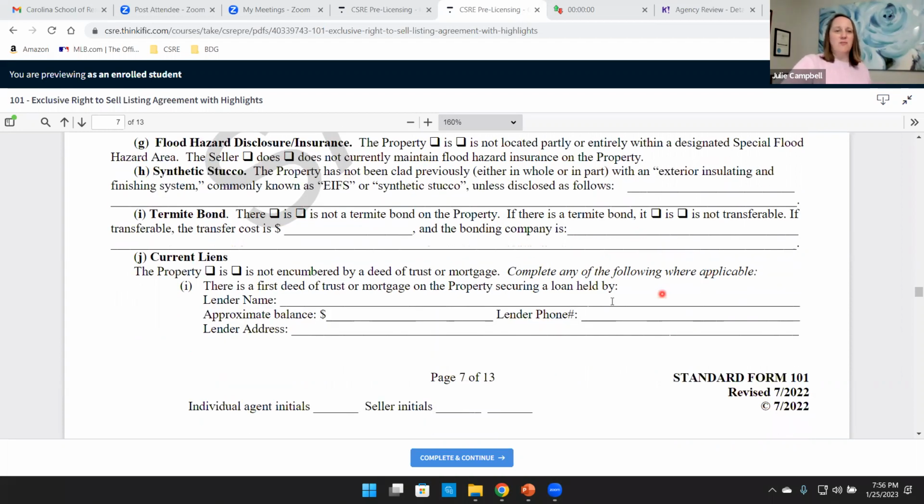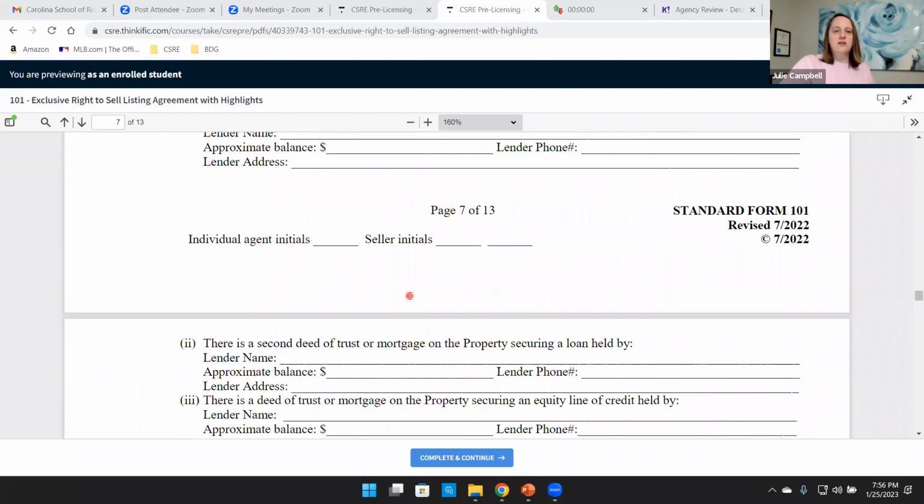And then we ask the seller about their liens. Is there a deed of trust on the property? If so, what's the approximate balance? I don't need it down to the penny, but I need an idea to make sure that the seller's not underwater. So we have a place here for the first deed.